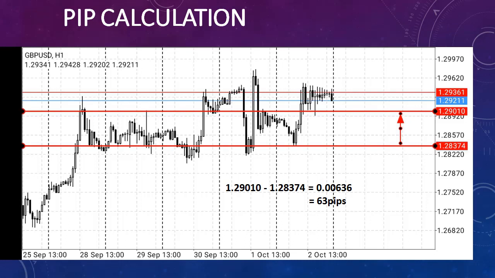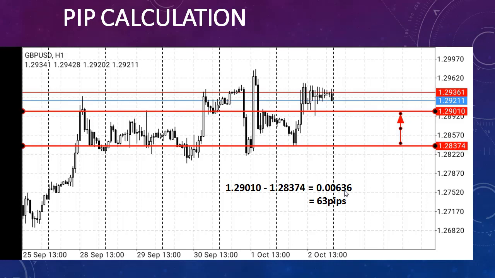We can just subtract the numbers, which is 1.29010 minus 1.28374. What you have is 0.00636. Now this value is not the pip, because you have 0.00636. Remember I said your pip calculation starts from the fourth number.